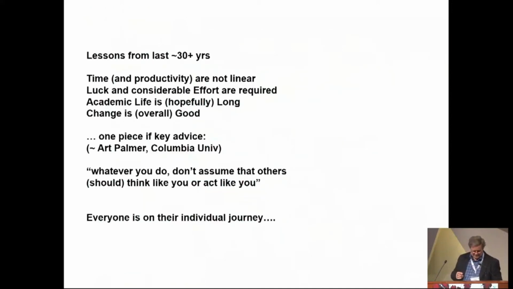Final slide, lessons after 30 years or so. Time and productivity are not linear. Luck and considerable effort are involved. Academic life is hopefully long. Change is overall good. I recently did a Master's in Business Administration degree, learned a bit about other things.